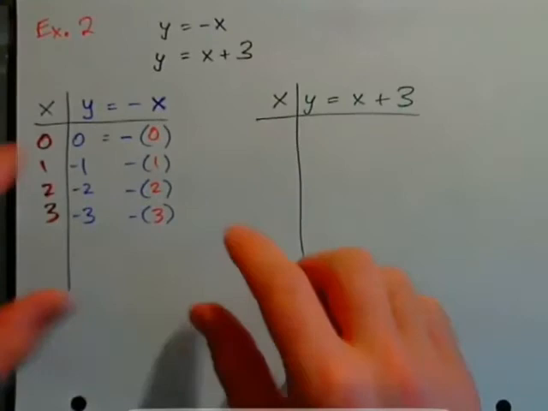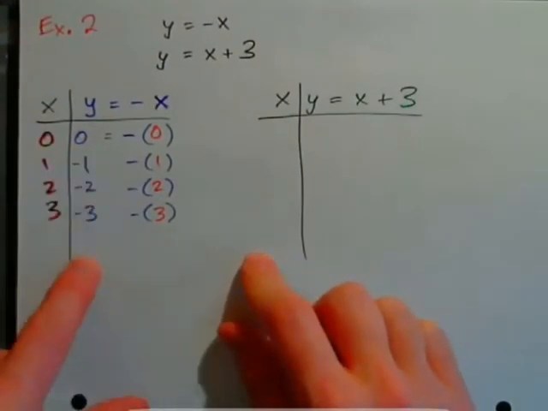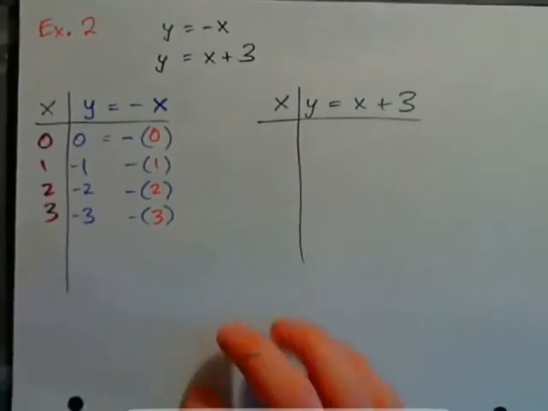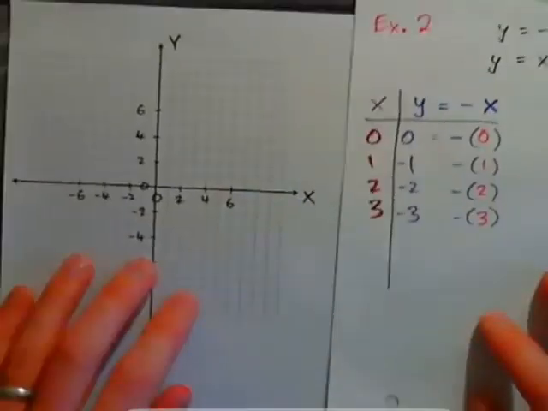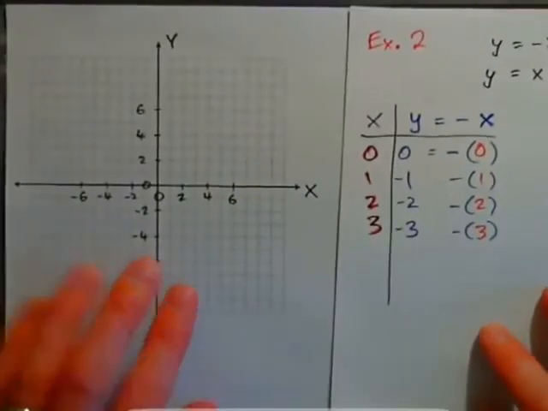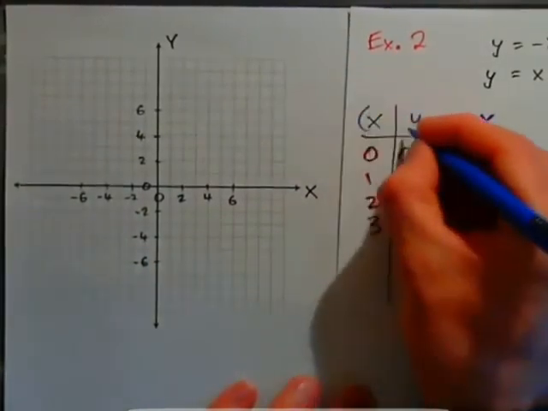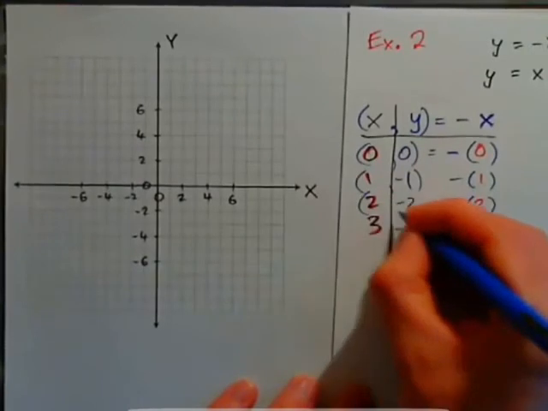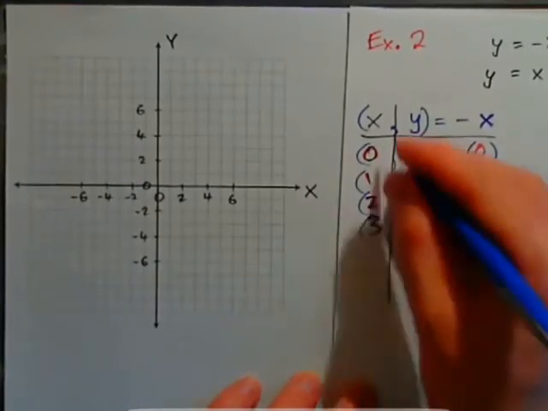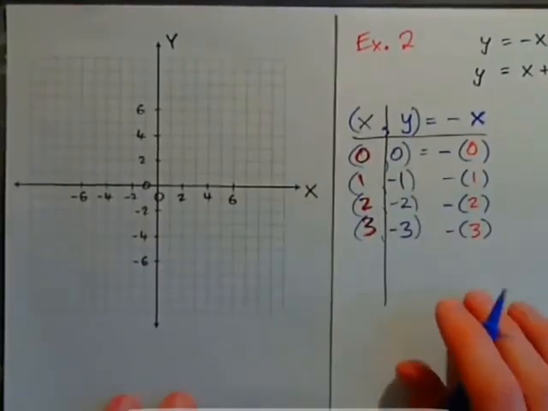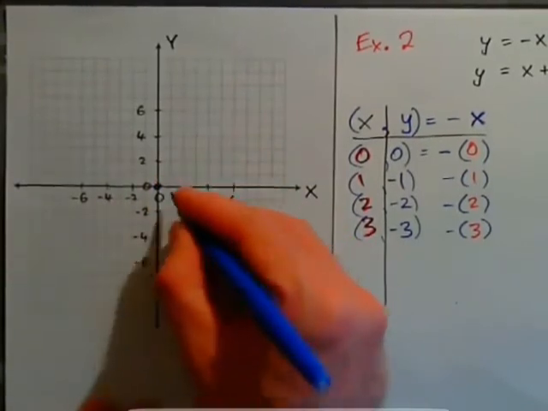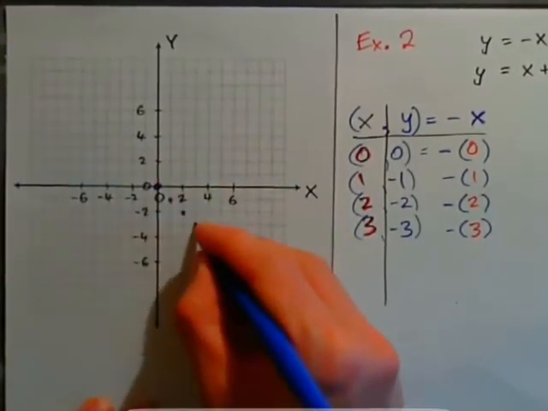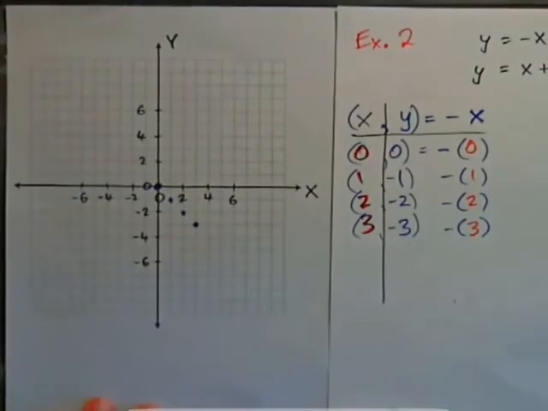And then at this point, I advise you to plot this line now instead of doing the other one because you might get confused. So plot the blue line now. Every ordered pair is x comma y, so we have 0, 0, 1, negative 1, 2, negative 2, 3, negative 3, and we keep going. So x is 1, y is negative 1, x is 2, y is negative 2, x is 3, y is negative 3, and we have these points.